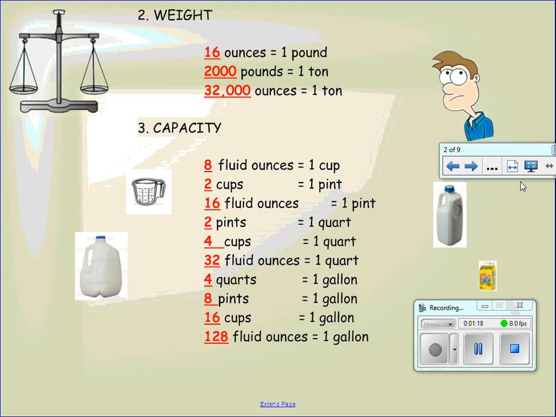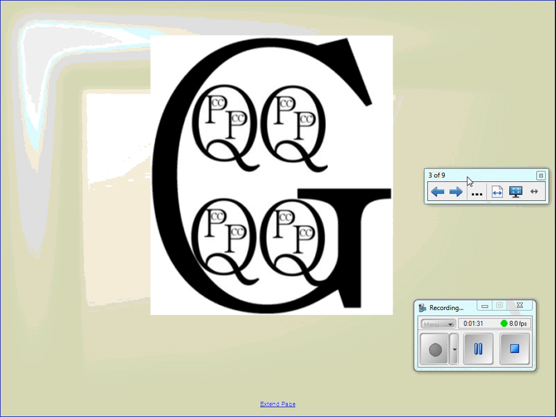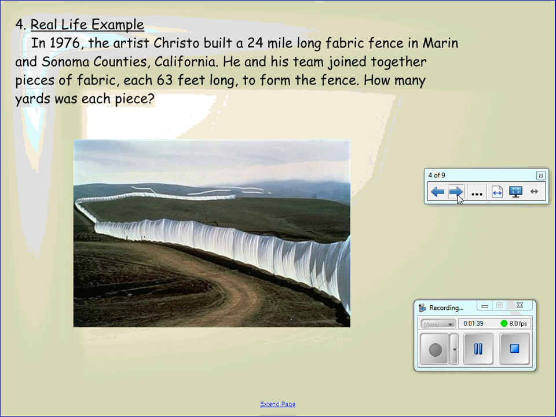So these should be memorized in whatever form is going to be easy for you, because you're going to learn how to convert these units. Here is an example of one way people have memorized the measuring of capacity, and we also have a gallon guide that you can use. So now we're going to apply some of these measurements in real life stories.